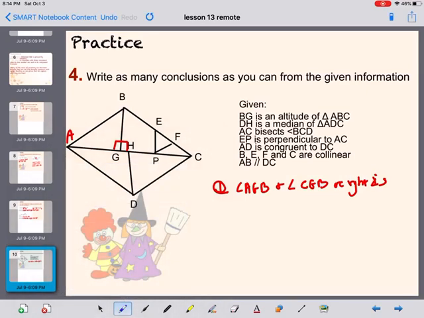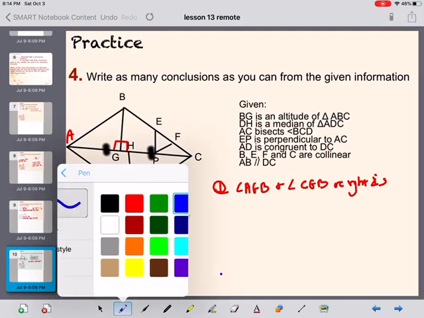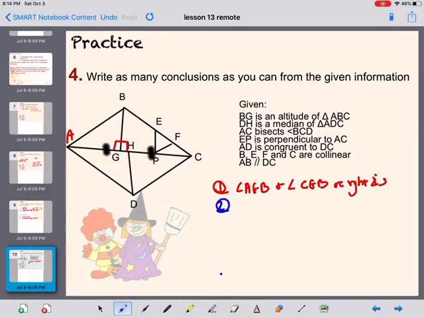DH is a median of ADC. So a median's job is to cut something into two congruent pieces and to kind of form the midpoint. So I'm going to say AD is congruent to DC. I can also say H is a midpoint of AHC, the line segment.